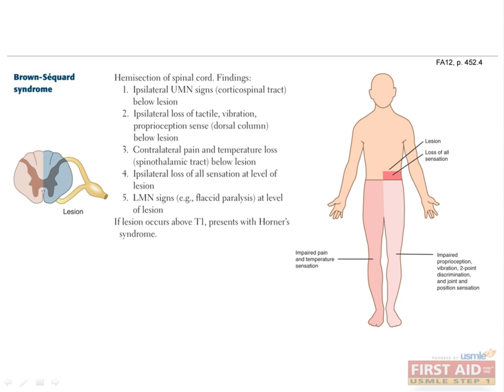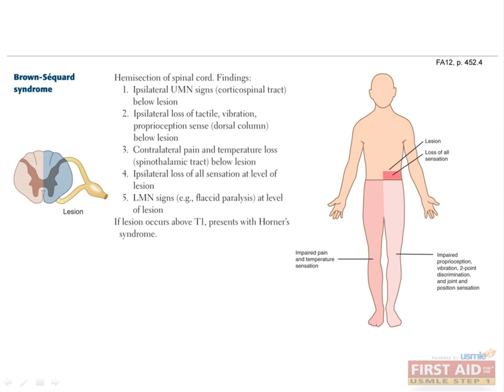This is a fancy name for a lesion that disrupts 1/2 of the spinal cord. So there's damage to all 3 columns, which is almost never clinically seen, but is a good teaching model to understand the tracts. Now first, we know about the corticospinal tract. Damage to this causes ipsilateral paralysis or motor weakness.